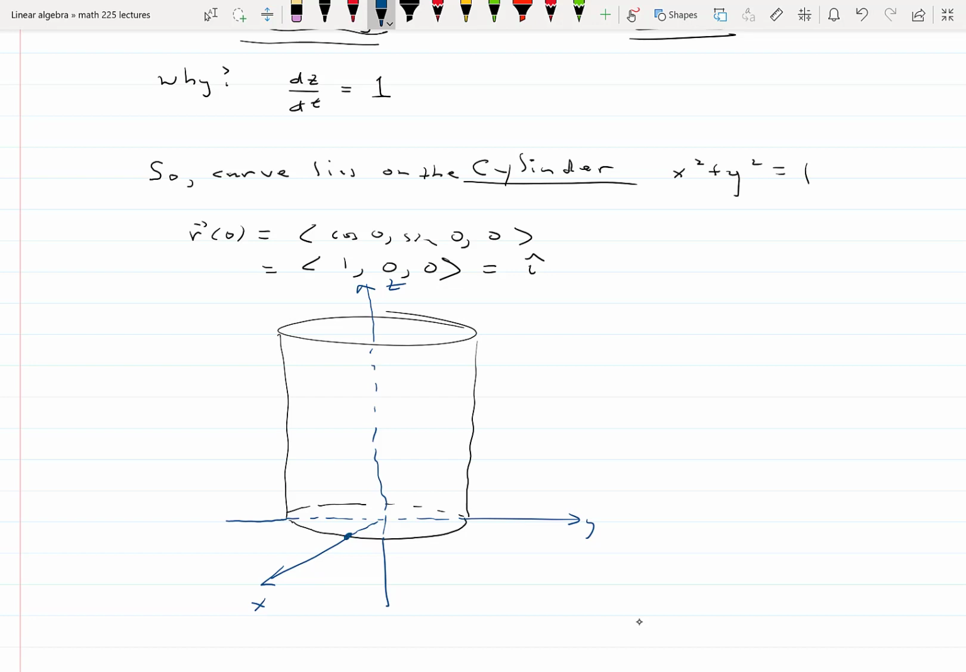This is the point, oops, and suddenly I go back to blue. All right. This is the point 1, 0, 0. Now the x and y are going round and round in the counterclockwise direction. But at the same time, z is increasing at a constant rate of 1. What's the net result? The net result is that we're getting this kind of graph. We're staying on the cylinder.